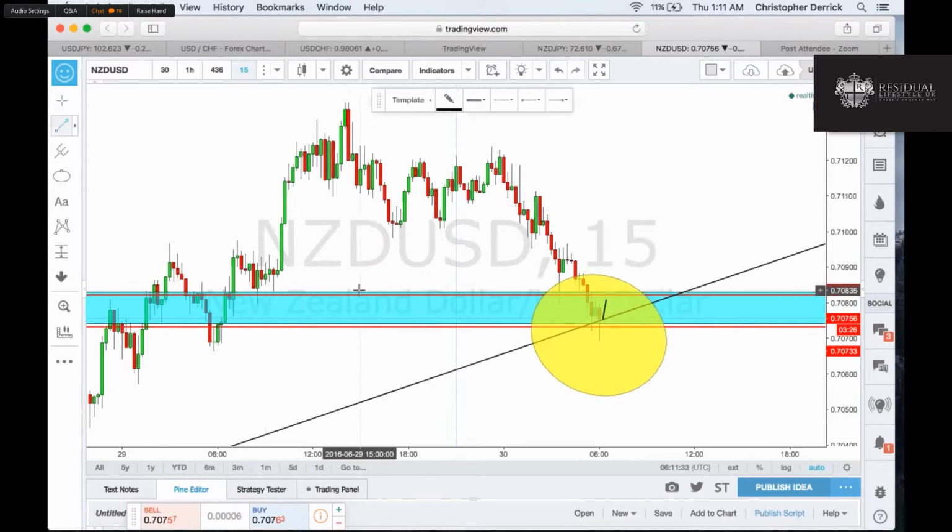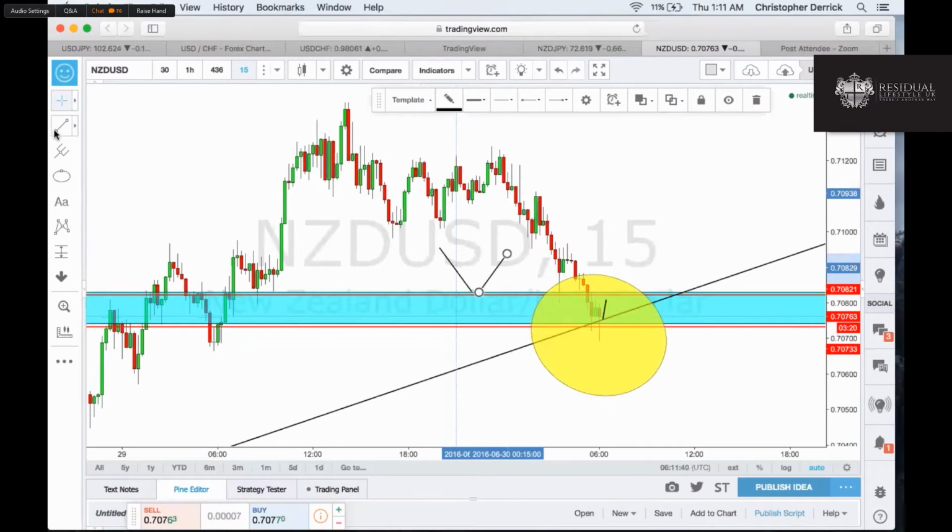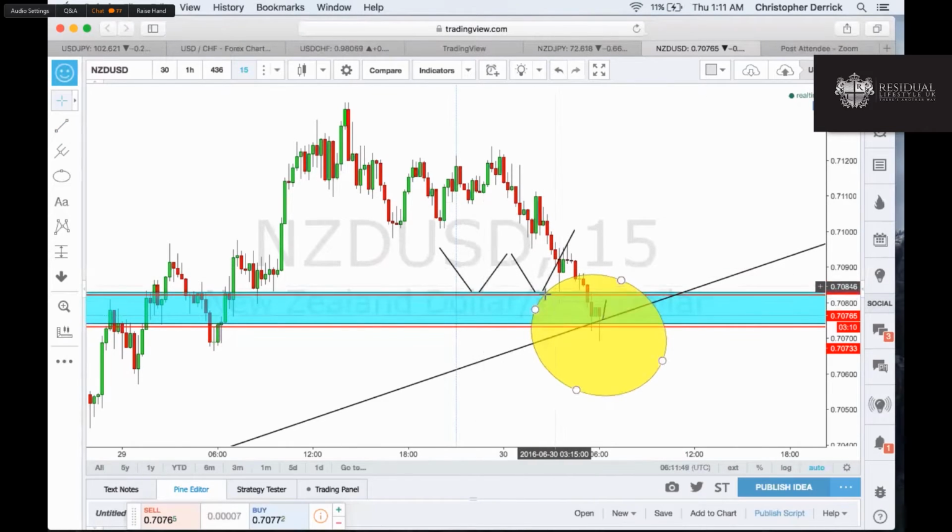All right, so a double bottom is also like a W, all right? Double bottom, 1 bottom, 2 bottom, double bottom, right? What that does is show that price is testing this area. When it tests a support level more than 1 time, that means the stronger that support level is going to be, right?